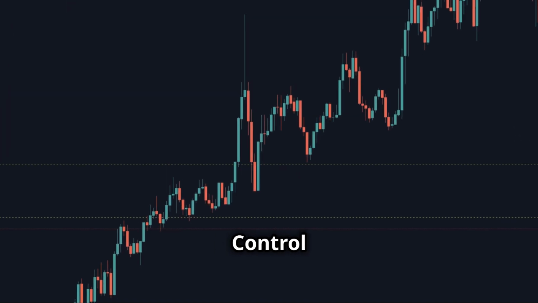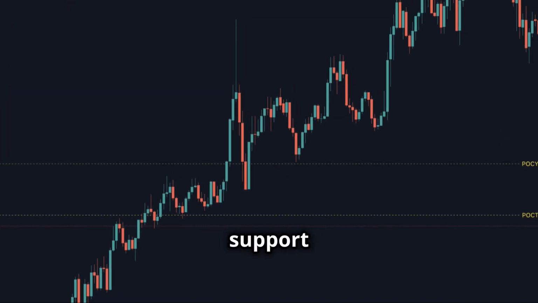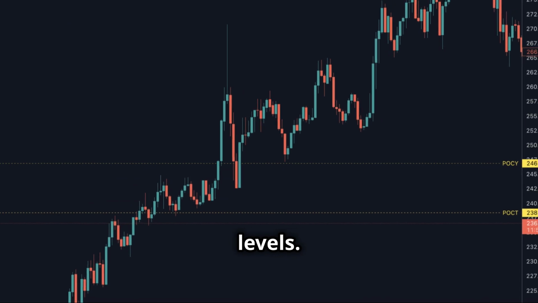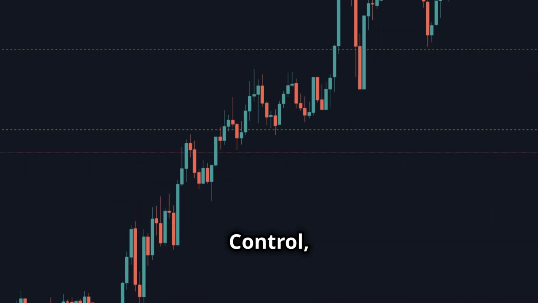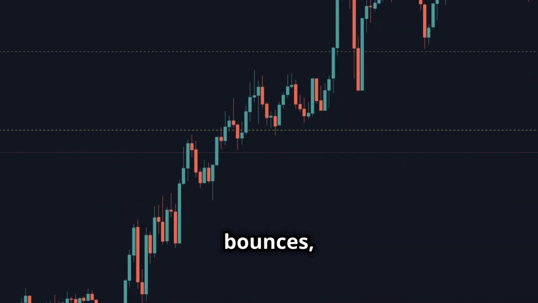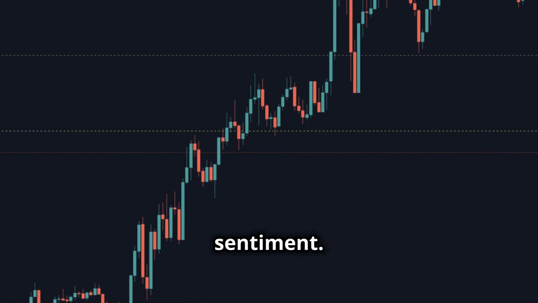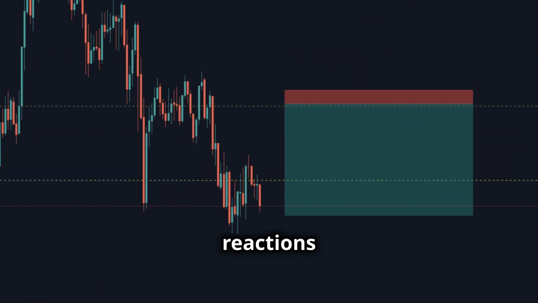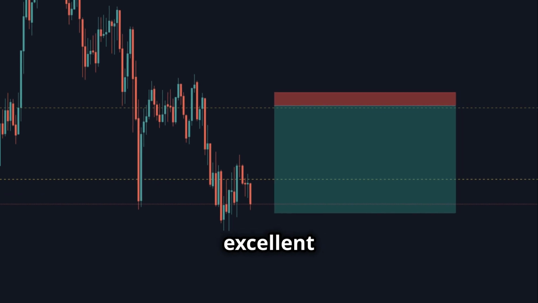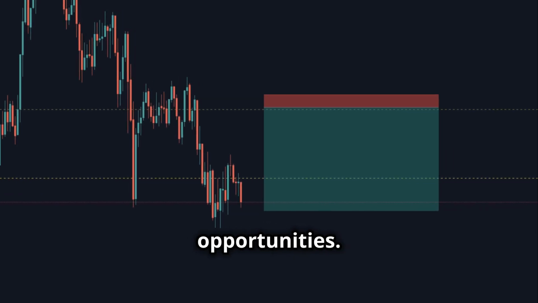Points of control frequently act as strong support or resistance levels. When price approaches a point of control, it often stalls, bounces, or breaks decisively, depending on market sentiment. These reactions create excellent trading opportunities.